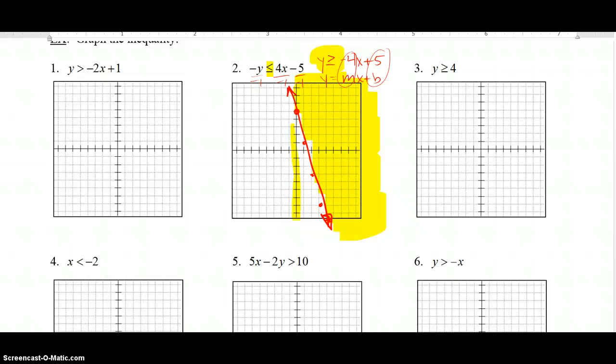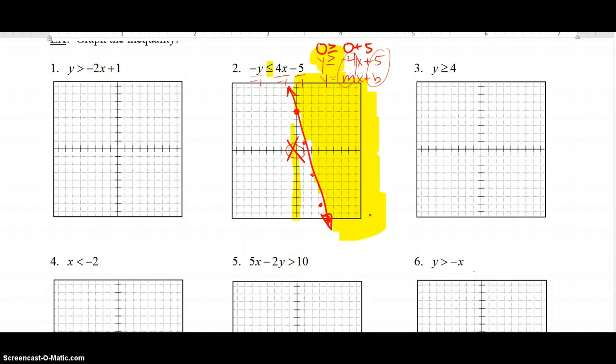Another option is to test a point. A nice easy point to test is this point 0, 0. If you plug in 0 for y and 0 for x, is 0 greater than or equal to 5? No. So you would not shade this side of the line. It confirms that we have shaded the correct side of the line.